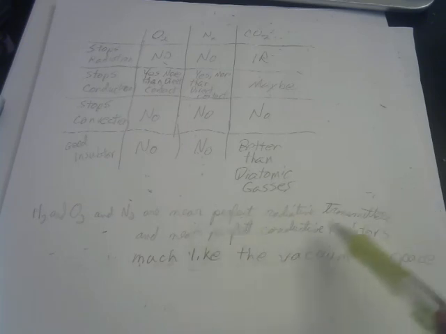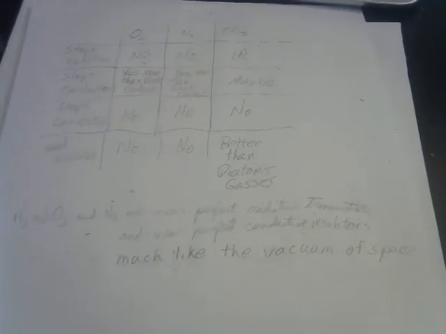But what else has these properties of being a near perfect radiative transmitter and a near perfect conductive insulator? The vacuum of space has this same property. So H2, O2, and N2 are transparent, and heat doesn't conduct through them, just like the vacuum of space.